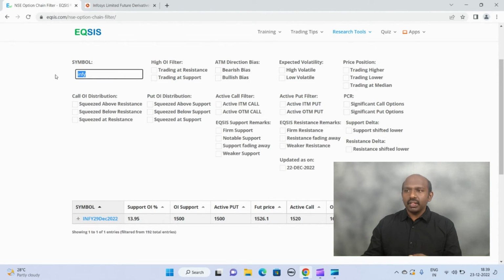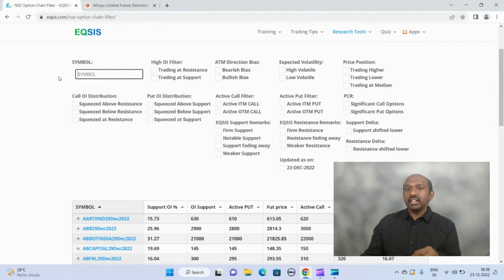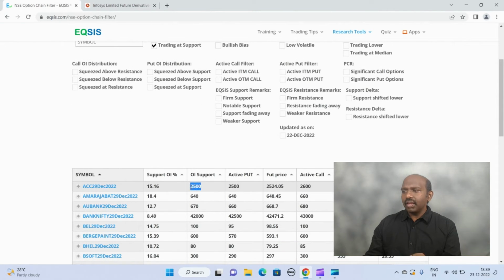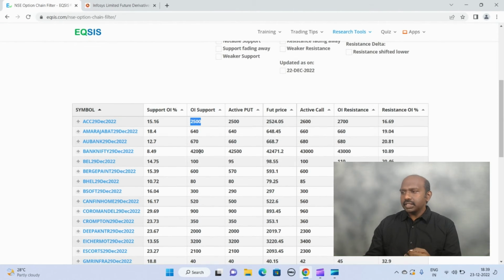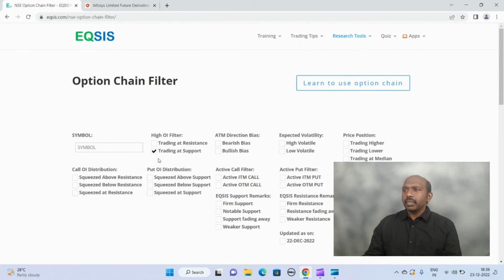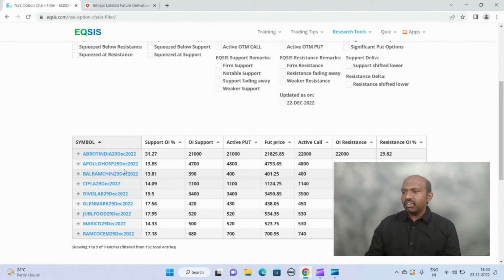And if you wish to know about a lot of other companies, and you want to identify the stocks which are trading nearer to support, then you can hit this one filter called trading at support. Then you see the stocks having a support where the futures price is also nearer to the support level. You can easily notice that if the support is at 670, the stock is at 668; if support is at 100, it's at 98; 600, 593; 80, 79; 300 is the support, but the stock is at 297. Likewise, you can see the stocks trading nearer to resistance, and you see only about nine contracts where the futures price is very near to resistance.